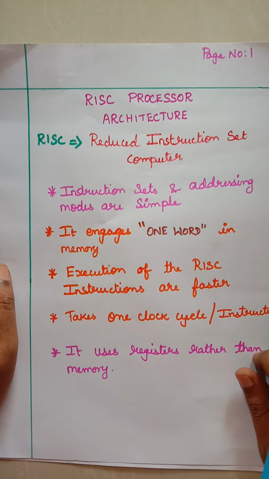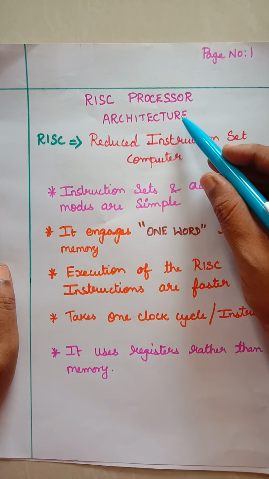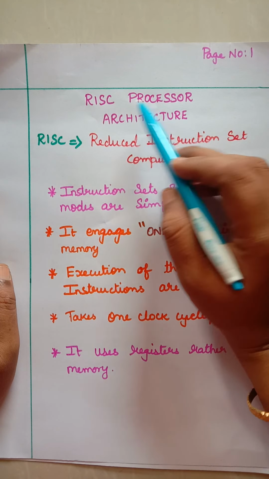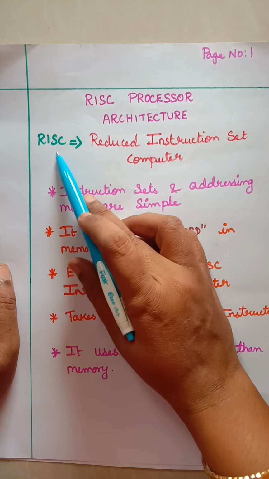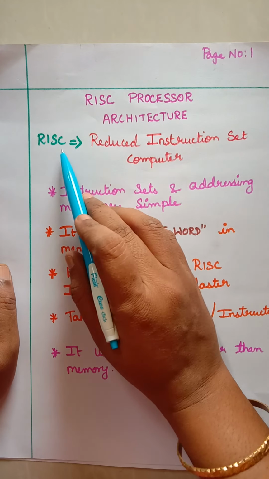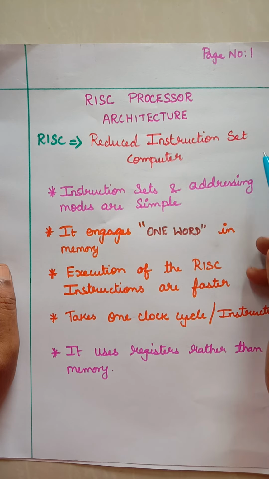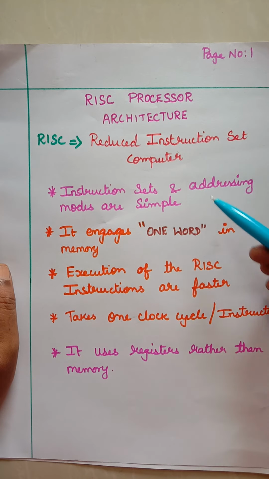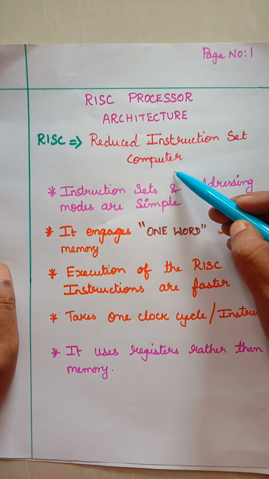In today's session, we are going to see about RISC processor, RISC architecture. RISC stands for reduced instruction set computer, which has simple instruction sets and addressing modes. It engages only one word in memory.